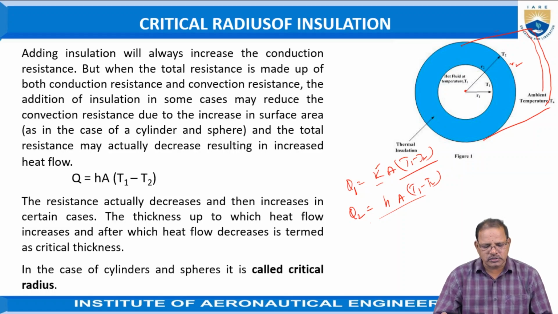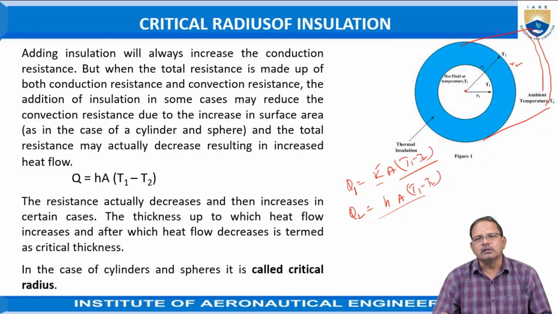So the resistance actually decreases when the body is insulated, but because of Q2, the net energy that flows increases. In the case of cylinders and spheres, it is called critical radius, but in other objects, it is called critical thickness.